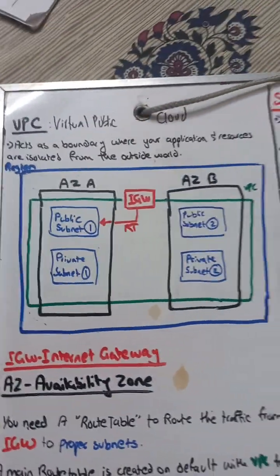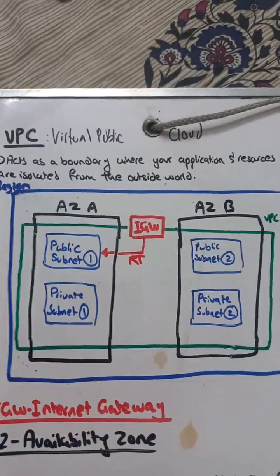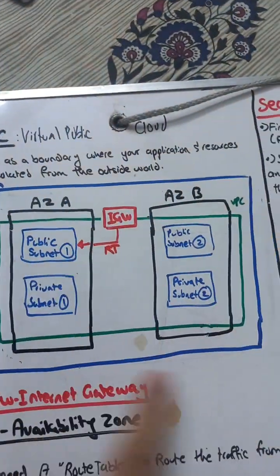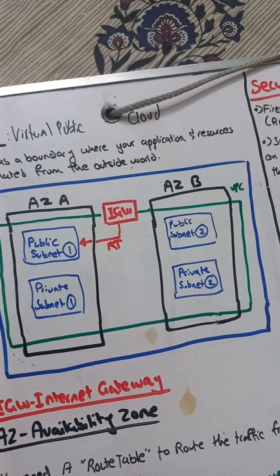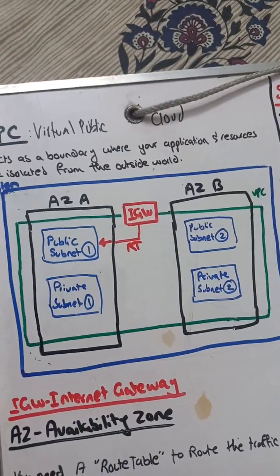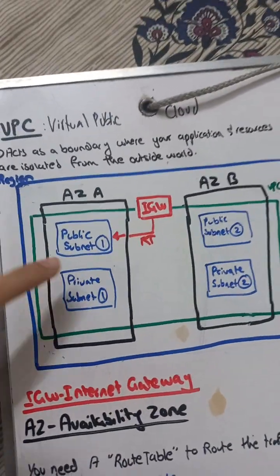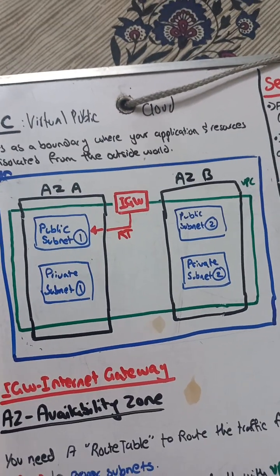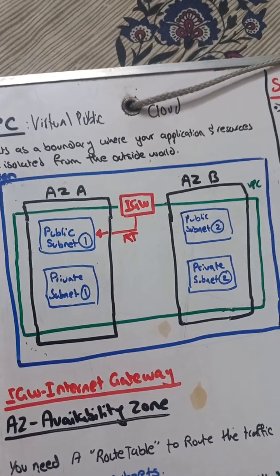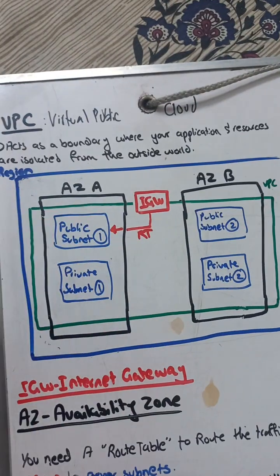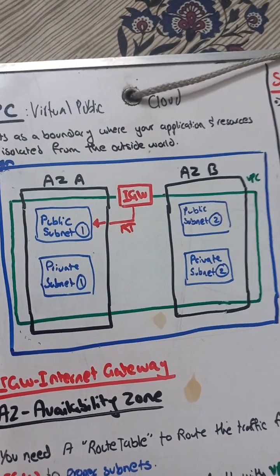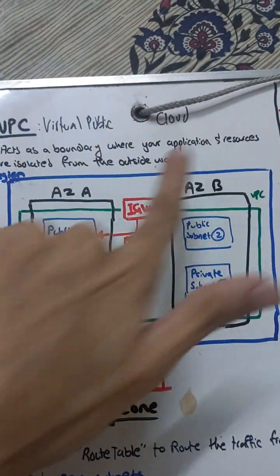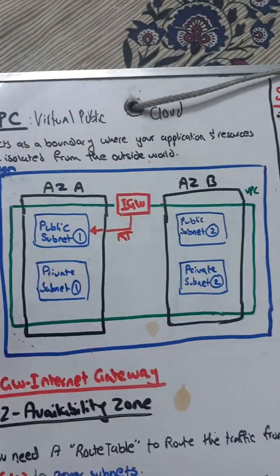All right. So what is VPC? VPC stands for Virtual Public Cloud. You can imagine it as a boundary through which the resources that you're using inside your AWS environment are secure and isolated from the outside world. So nothing from the outside world or any third party outside sources can access your resources in your AWS environment. It acts as a boundary where your application and resources are isolated from the outside world.